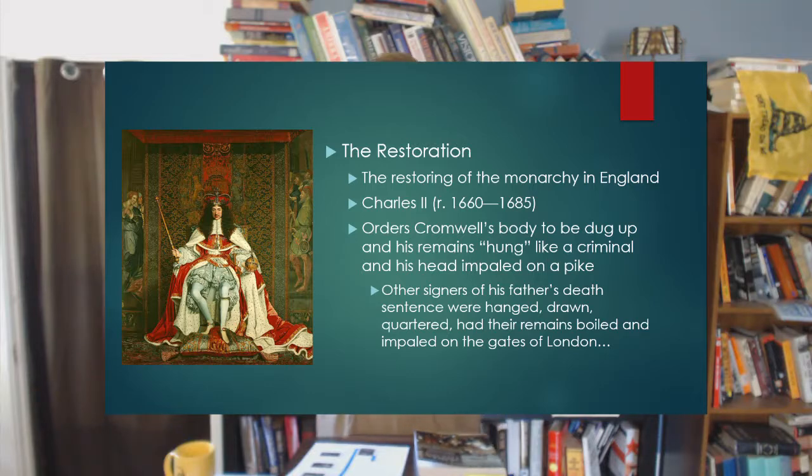Charles II is pretty lenient. He doesn't come back and kill everybody who had something to do with his father's death. He does have Cromwell's body dug up. He hangs his remains like a criminal and puts his head on a pike outside the city. Other people who signed the death warrant for the king are sentenced to be hanged, drawn, and quartered. Their remains are boiled and impaled on the gates of London. So he does get a little bit of revenge, but it's not like thousands of people die. It's only a few dozen, possibly.